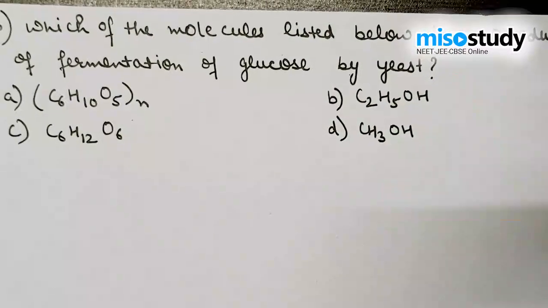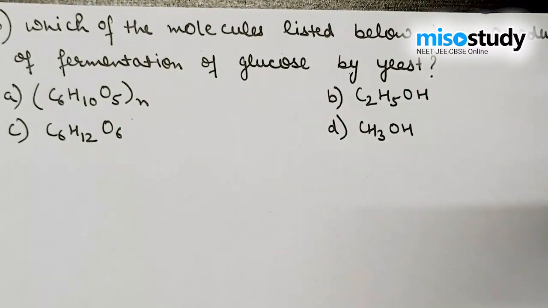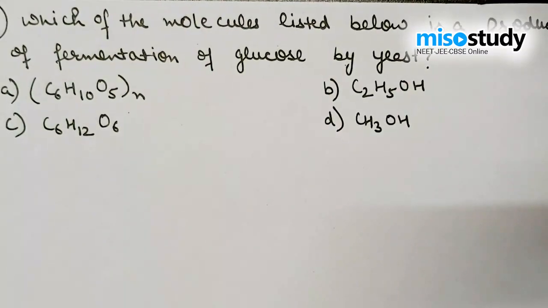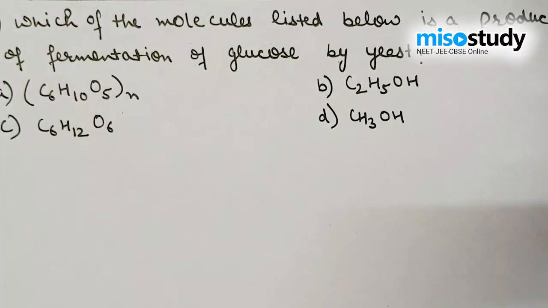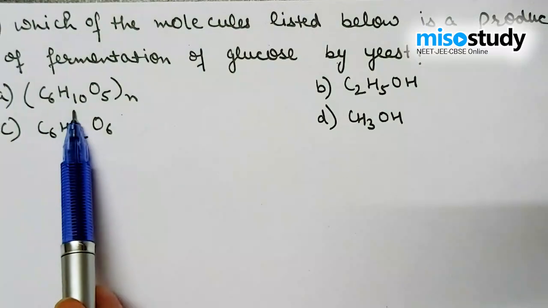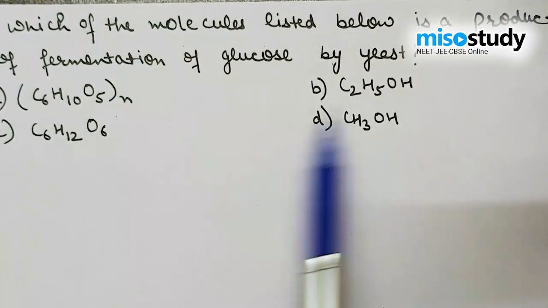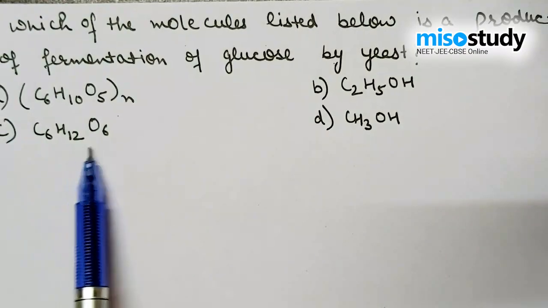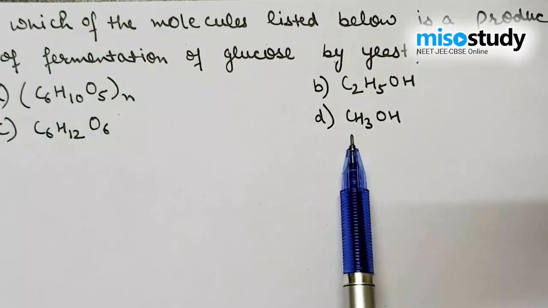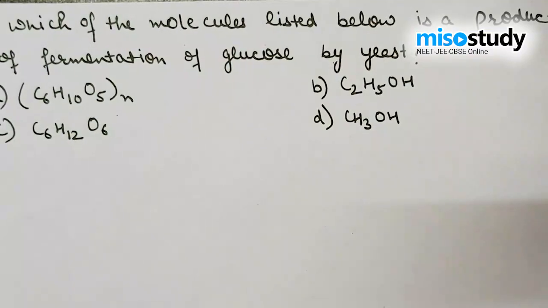The next question is, which of the molecules listed below is a product of fermentation of glucose by yeast? Option A, (C6H10O5)n; option B, C2H5OH; option C, C6H12O6; and D is CH3OH.